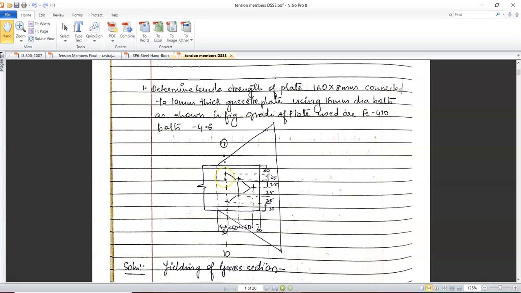You can also see the number of bolts arranged here. 1, 2, 3 in the first row. Second row it is 1, 2. Third row it is 1 bolt. So there are totally 1, 2, 3, 4, 5, 6 bolts. The distance is also mentioned here.